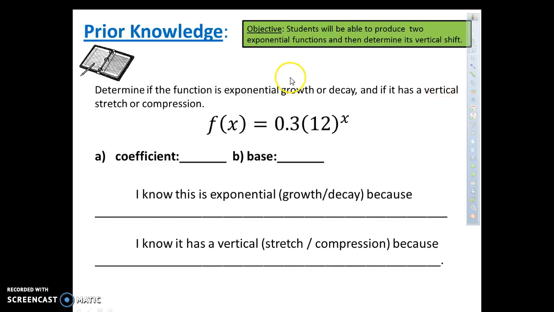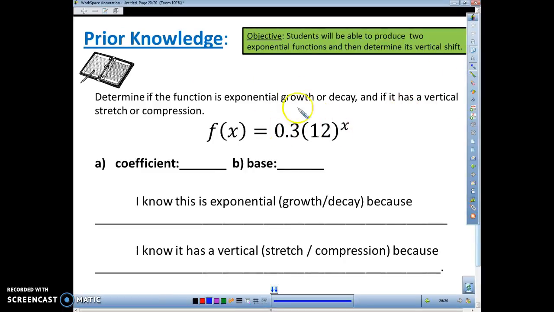For prior knowledge, we want to determine if a function is exponential growth, decay, or if it has a vertical stretch or compression. So looking at this problem, we've been looking at these two the past couple of days. Remember that we have defined exponential functions in the general form as a times b to the x, where a is our coefficient. So looking at this, the value multiplying out front is going to be our coefficient, so that's 0.3.